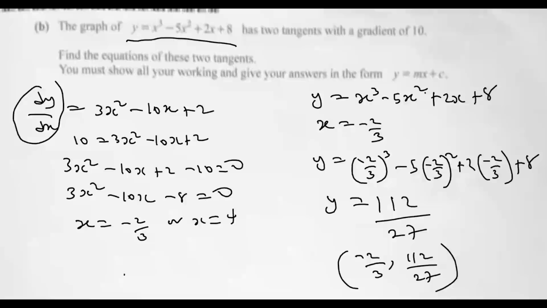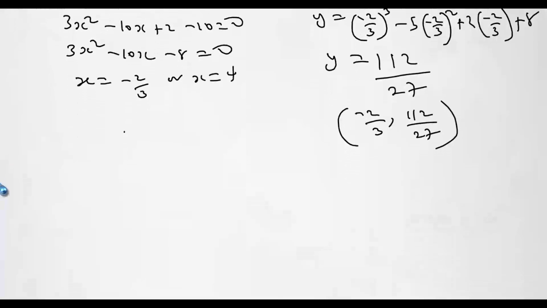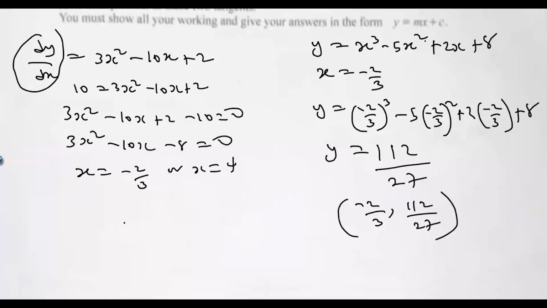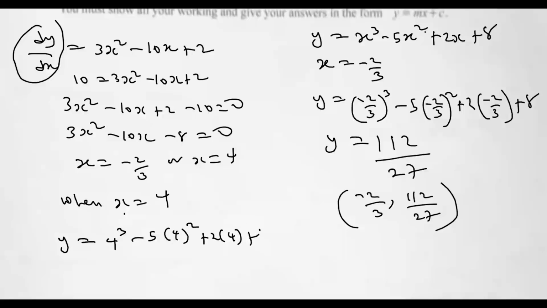Okay, so we need to do the same thing for x equals 4. Let's scroll down a little bit here. When x equals 4, we're going to have y equals 4 cubed minus 5 times 4 squared, then plus 2 times 4 plus 8.